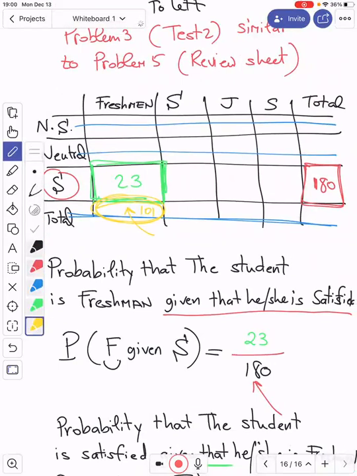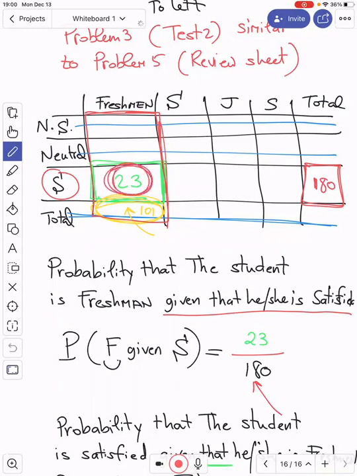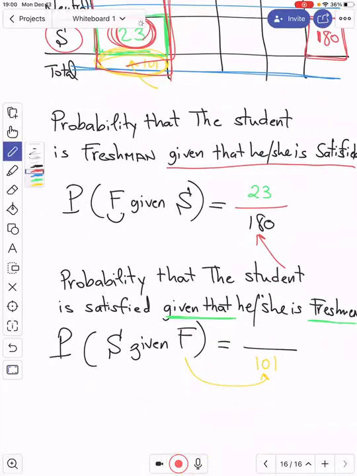Well, you see this column here, this is the column of the freshmen, right? So among the freshmen, how many are satisfied? Well, again, it's 23. So out of the 101 freshmen, we have 23 freshmen satisfied. So on the top, it's 23.